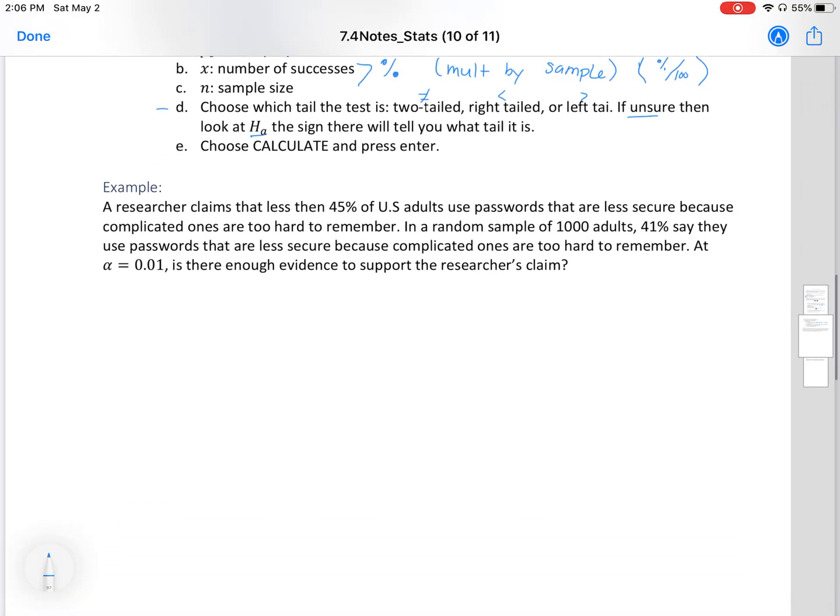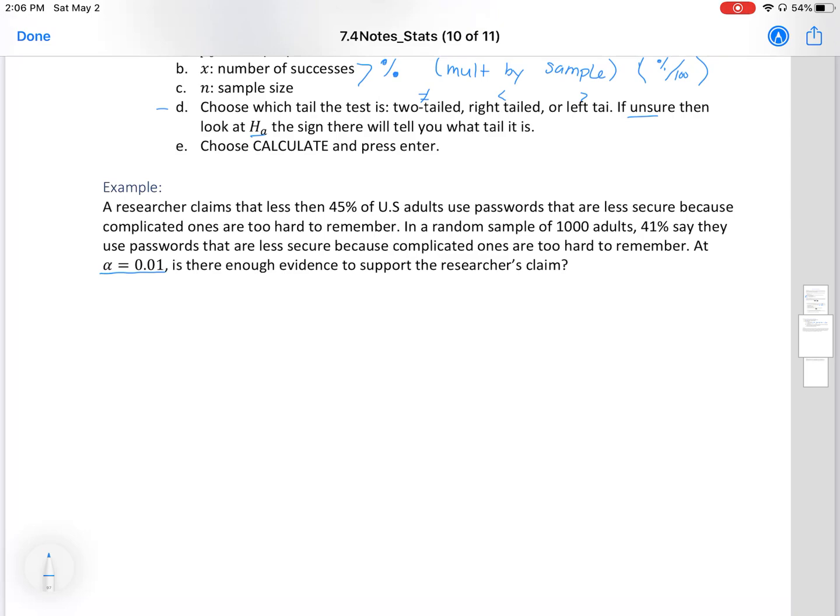Let's do an example. A researcher claims that less than 45% of US adults use passwords that are less secure because complicated ones are too hard to remember. In a random sample of 1,000 adults, 41% say that they use passwords that are less secure because complicated ones are too hard to remember. At a significance level alpha of 0.01, is there enough evidence to support the researcher's claim?